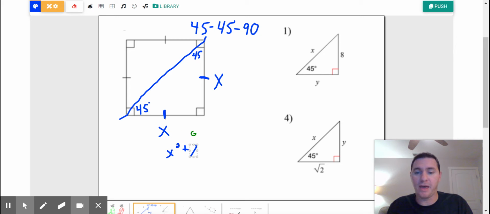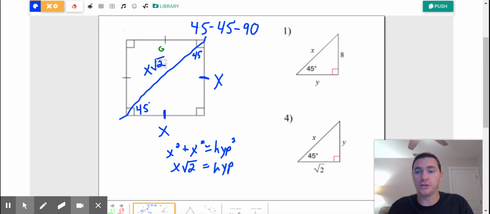All right, now if we use the Pythagorean theorem, x squared plus x squared equals our hypotenuse squared, we would end up with our hypotenuse equals x times the square root of 2, which gives us our relationship here. The hypotenuse is radical 2, or square root 2, times bigger than the leg. So we have two relationships. The legs are the same, and the hypotenuse is the square root of 2 times bigger than the leg.